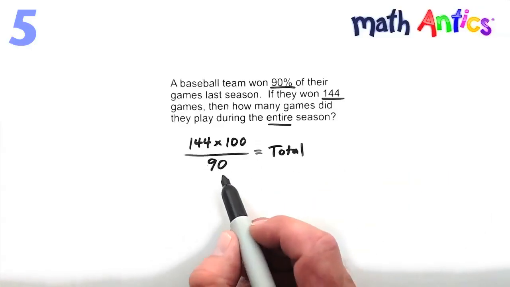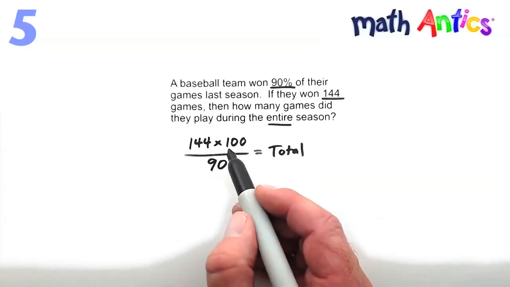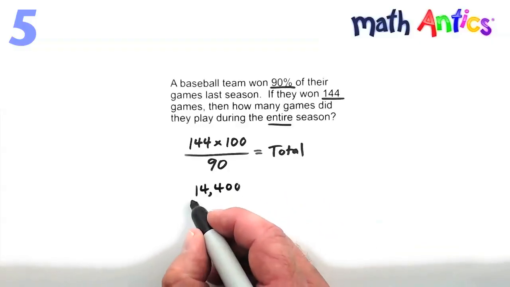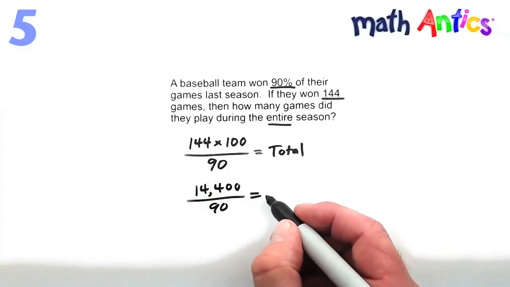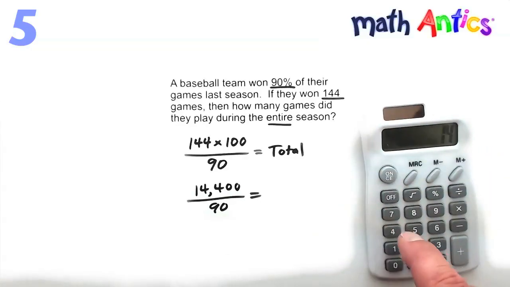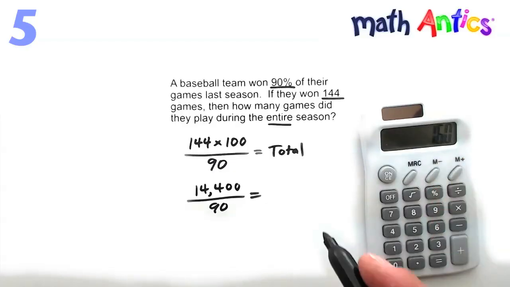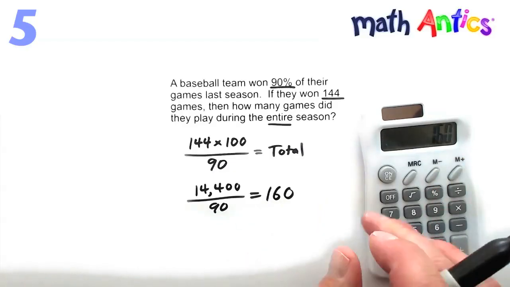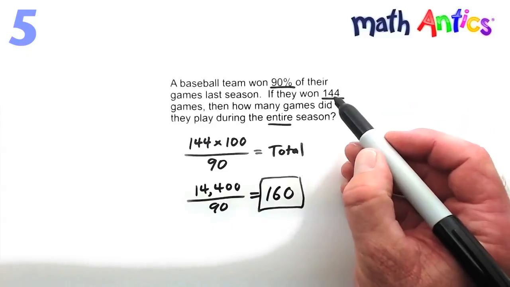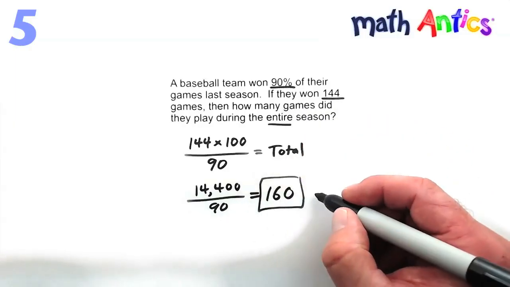Okay, the math is a little harder in this one, so we're going to be able to use a calculator. First, we'll multiply this number on the top. 144 times 100 is going to be 14,400, and we're going to divide that by 90. That will give us the total. Let's go ahead and get out our calculator here so we can do that. 14,400 divided by 90 equals 160. Okay, so 160 is our total. It's the total number of games that were played, and they won 144 of that 160. That's the 90%. 160 total.